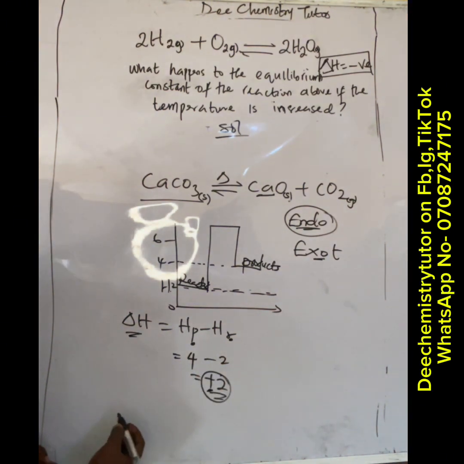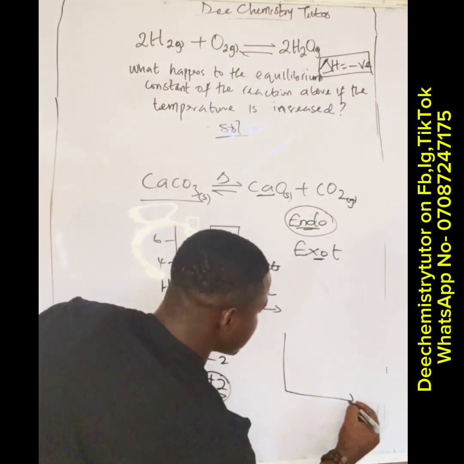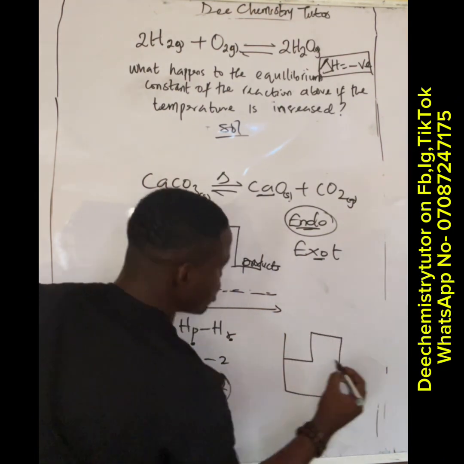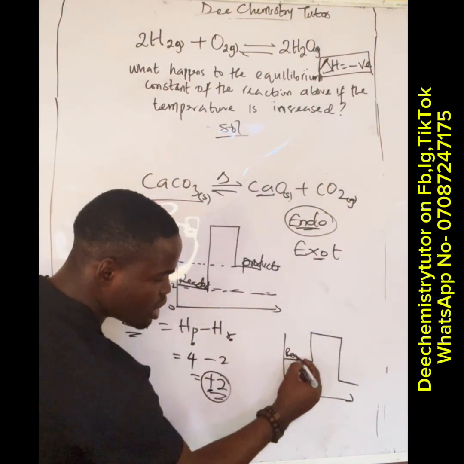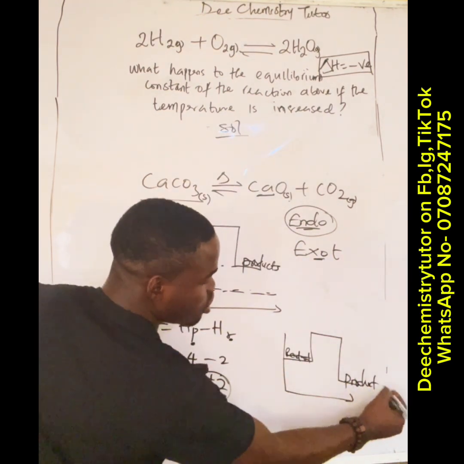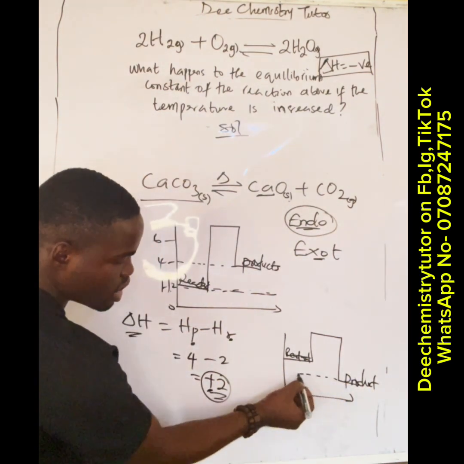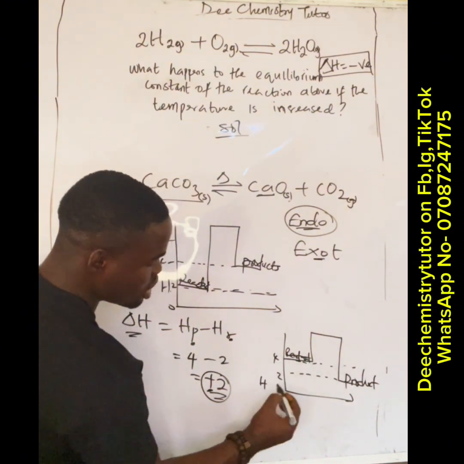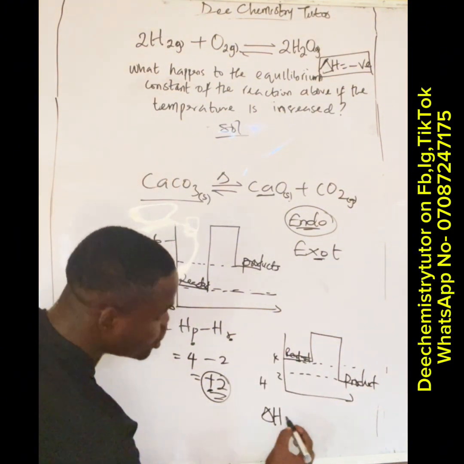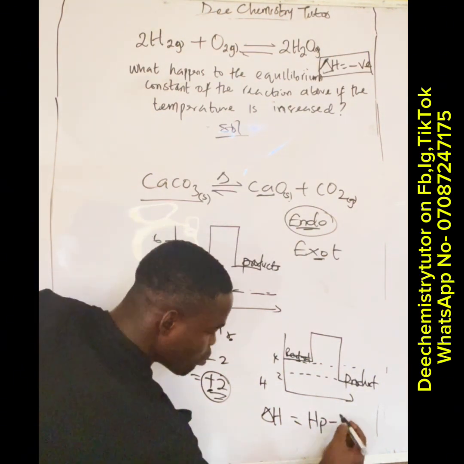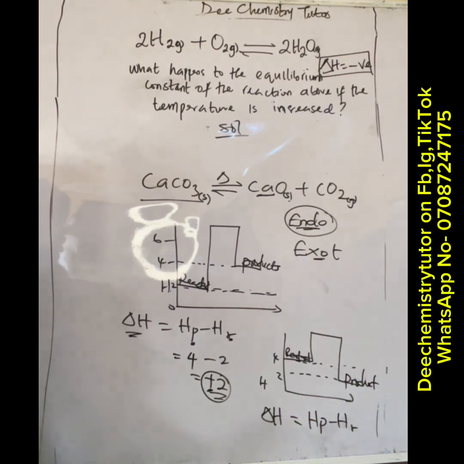Now, another case, let's say we have something like this, and we have this, and this. Now, don't forget, this is still the reactant, and this is still the product. So in this case, if I also trace it, this is 2, and I also trace this side, this is 4, this is the heat. So if I want to write the enthalpy change for this particular reaction, it will still be HP minus HR. Nothing will change. That's the concept.